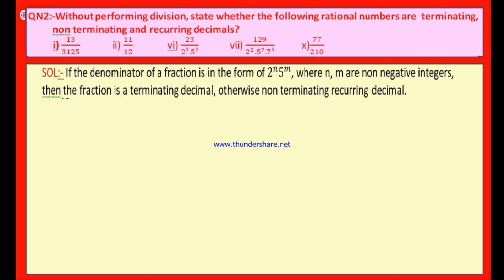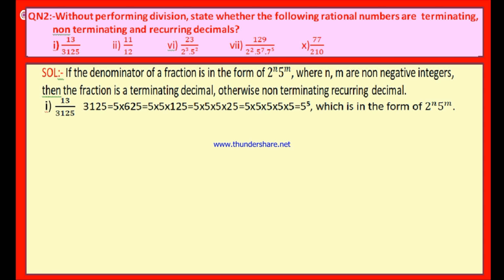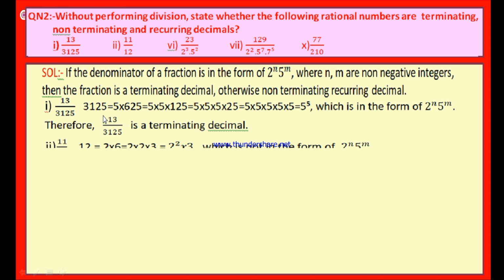Now let us see the first part. The first part is 13 divided by 3125. Now take the denominator 3125. Let us write 3125 in prime factors.